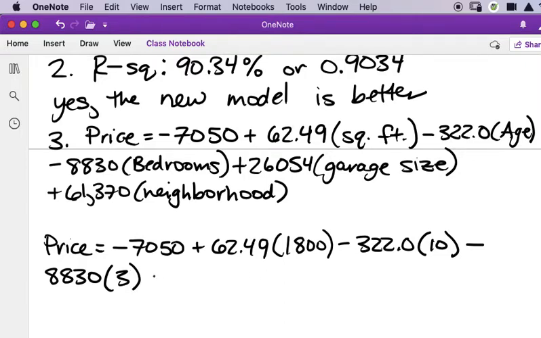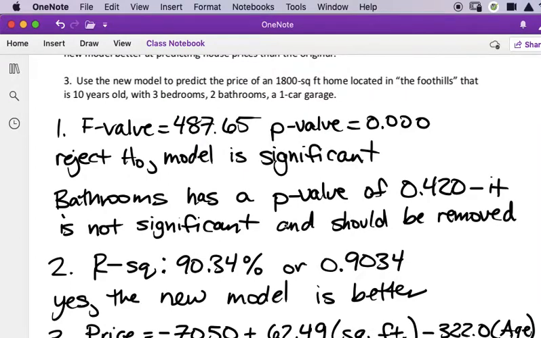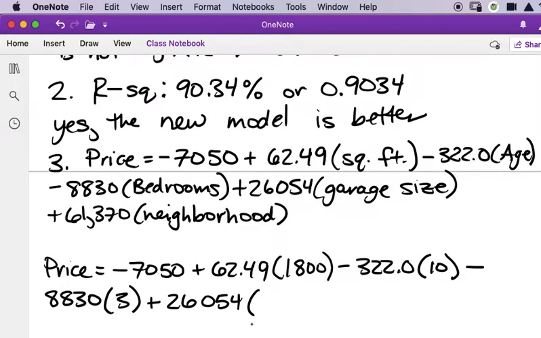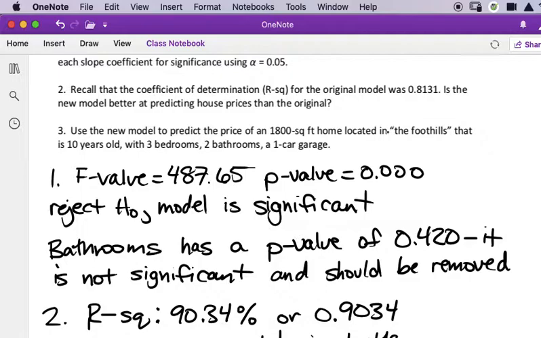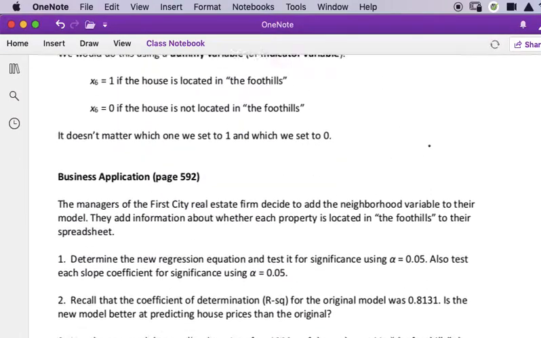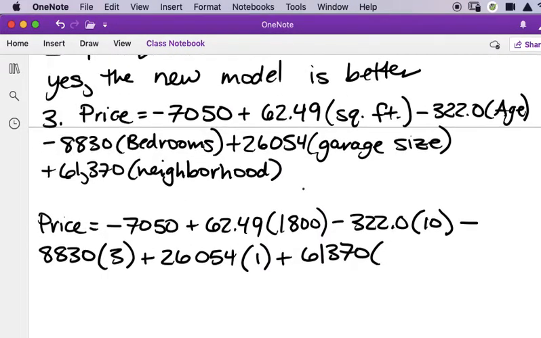And plus 26,054 times garage size, which was a 1-car garage. Notice we did not use the number of bathrooms in our model because we took that out. And then plus 61,370 times neighborhood. We said that it is located in the foothills, and going all the way back up to here, if the house is located in the foothills, then that variable equals 1. So I'm multiplying that by 1.